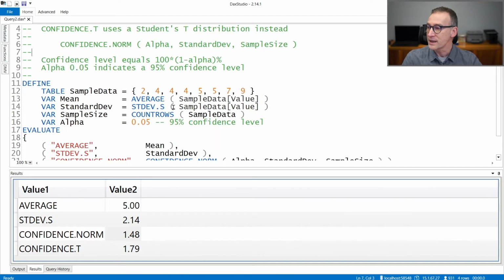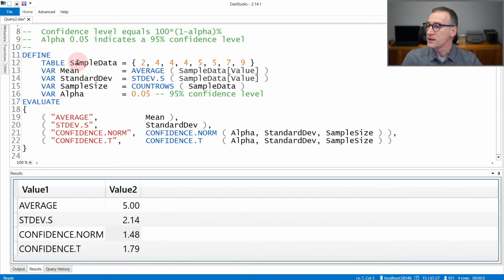Let's see that with an example. I create here a sample table containing several numbers, and then I compute both the mean and the standard deviation. The size of the sample is just the number of rows in the sample, and the alpha that I'm using is 0.05. That means I'm interested in a 95% confidence level.